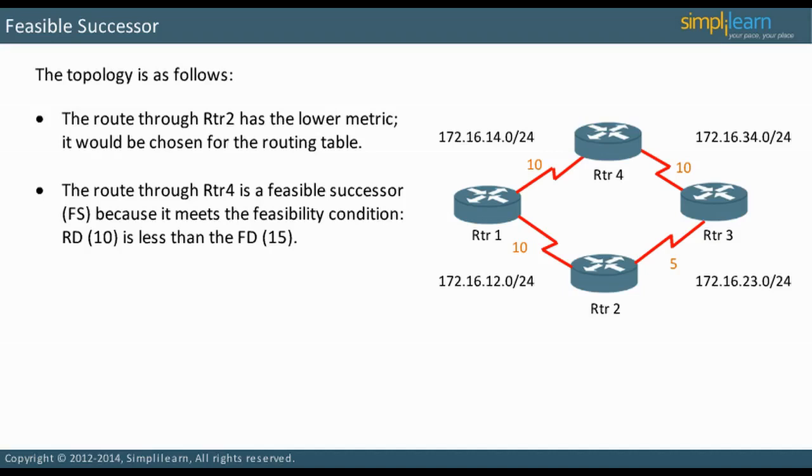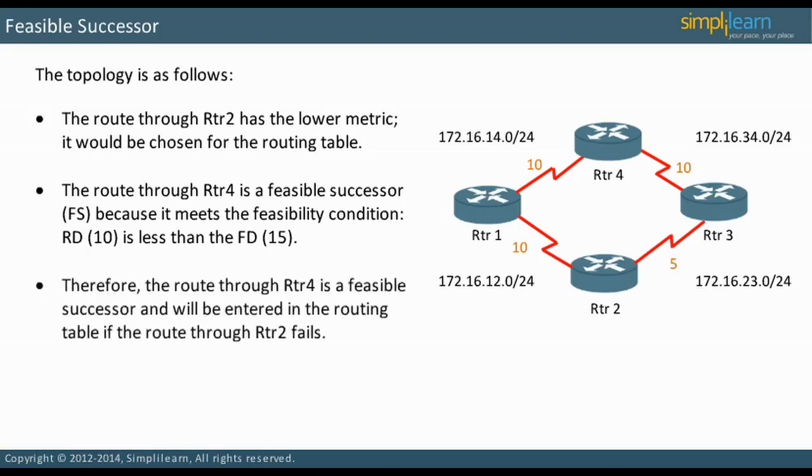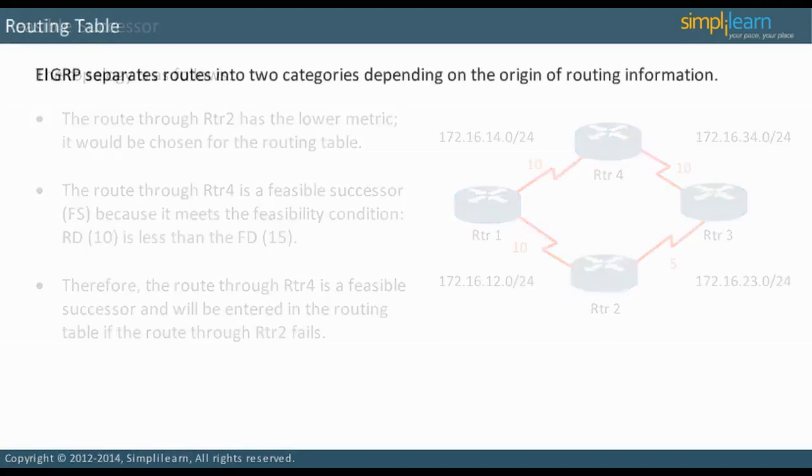The answer is yes, because the route through router 4 meets the feasibility condition. RD 10 is less than the FD 15. Therefore, the route through router 4 will be entered in the routing table if the route through router 2 fails. In the next slide, let us look into a routing table.